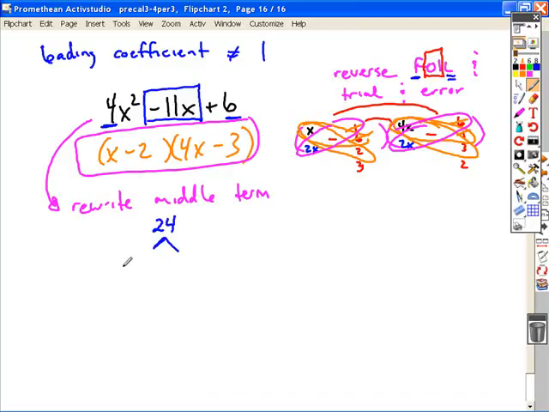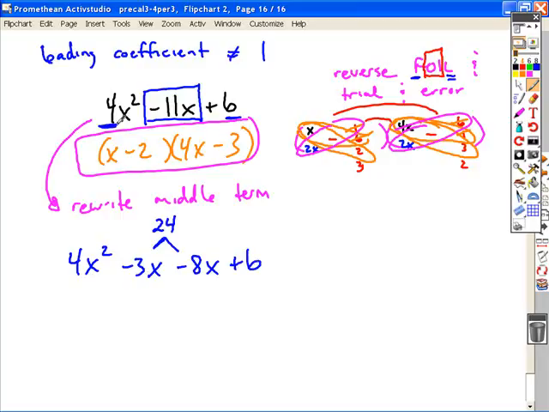Negative 3 and negative 8, right? Okay, so if you rewrite the middle term as negative 3x minus 8x, do you still have negative 11x? Yeah, you haven't changed the value, only the form. So if you drop the first term down, 4x squared, drop the last term down, 6.